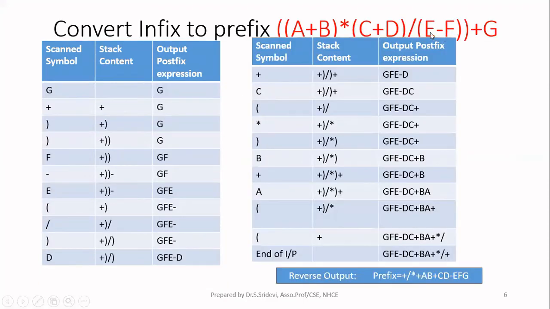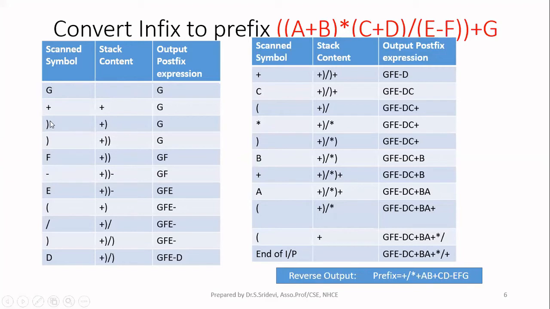So let us see how to convert this. First start from the rightmost character, that is G. It is an operand, so write it only at the output. Then the next character is plus. Since there are no characters on the top of the stack, I'm going to simply push it onto the stack.